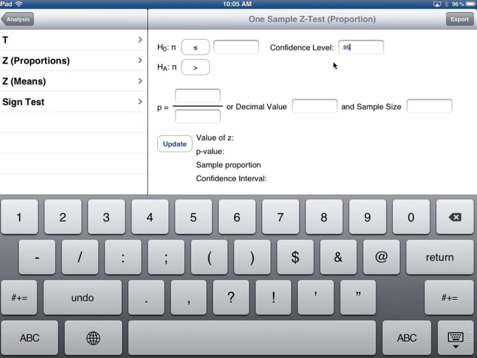And here it says P, and that's what TC Stats uses for the proportion rather than p hat. And that was 114 over 137. Now, if you had a decimal value, this proportion is actually close to 0.83. So if you use a decimal value of 0.83, you could leave this blank and put 0.83 here, but then you need the sample size of 137 here because it needs to recreate this.